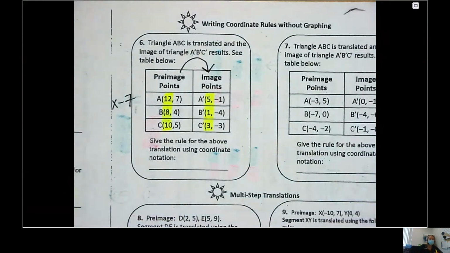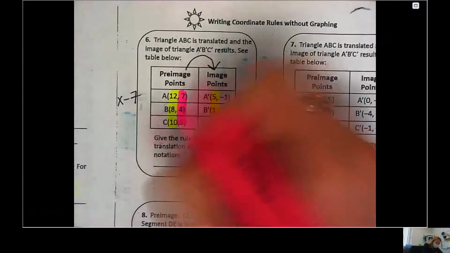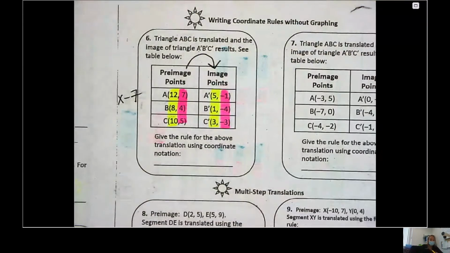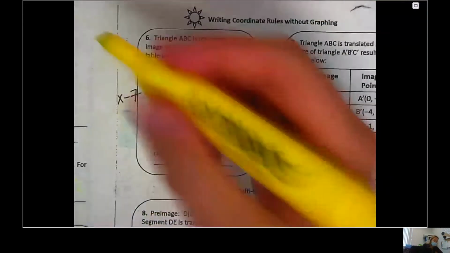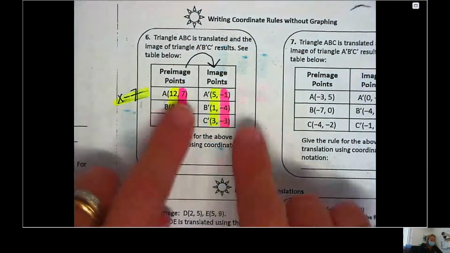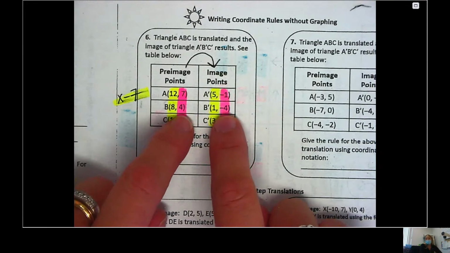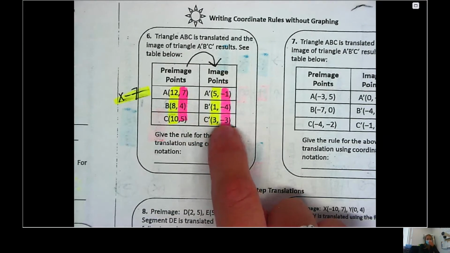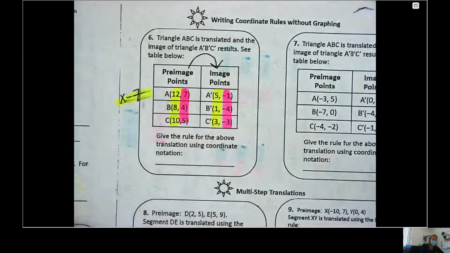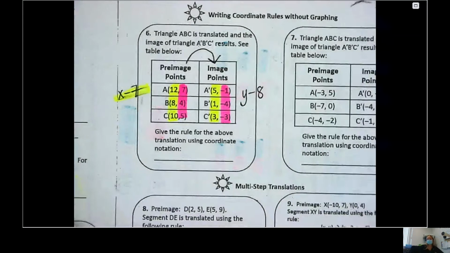Good. Now I'm going to look at my y values. What does Ms. Damaso have to do for her y values? So how do I get from 7 to -1? Subtract 8. How do I get from 4 to -4? Subtract 8. And what about 5 to -3? Subtract 8. So I'm taking my y values and I'm subtracting 8.